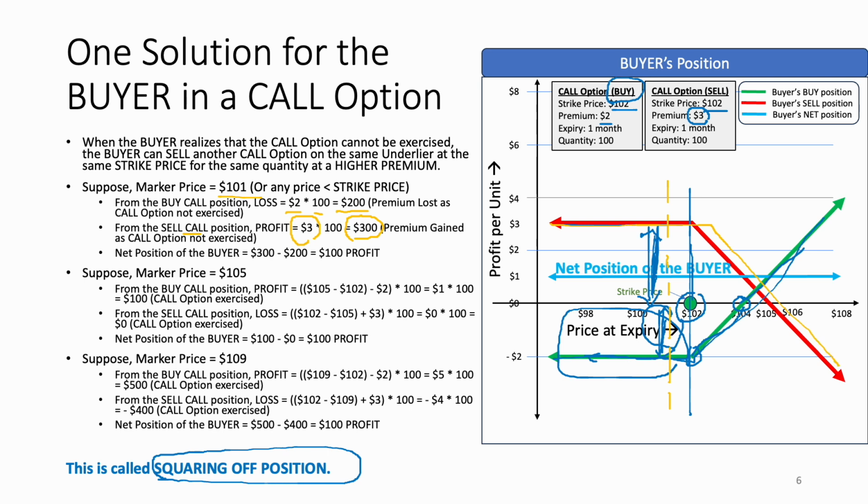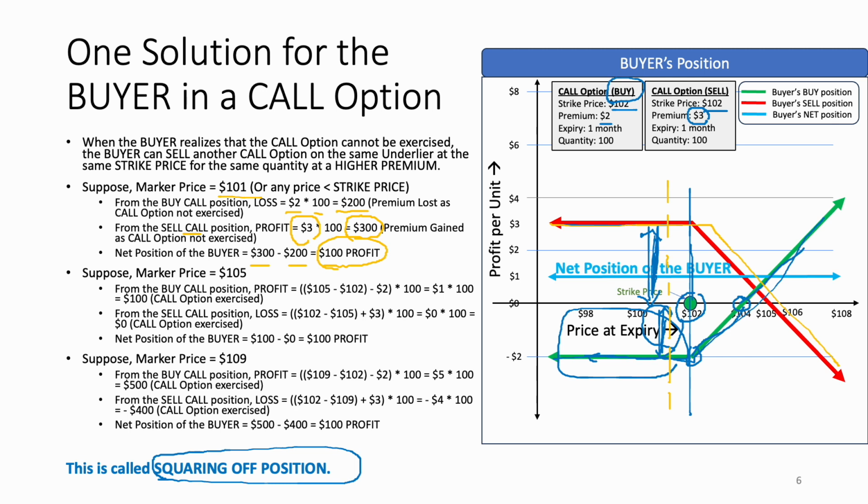So the net position of the buyer will be that he makes a profit of $300 and he makes a loss of $200, so he gains $100. So he has a profit of $100. This is the circumstance when the market value falls below the strike price. So we see that when the market value falls below the strike price, the buyer is making a profit.